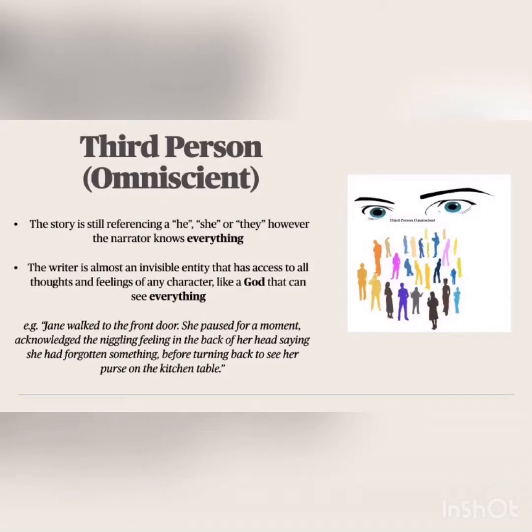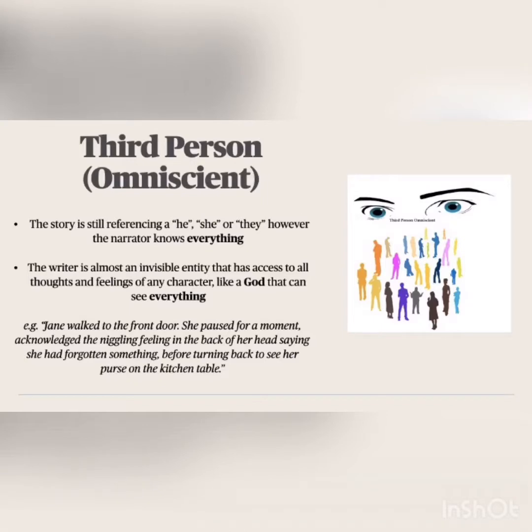Then we have third person omniscient, which will actually tell us why Jane turned around. So like third person limited, the story is still referencing a he, she or they and using third person pronouns. However, the narrator knows everything, and they are almost like an invisible entity that has access to all the thoughts and feelings of a character in a story. So like a god, for example. This narrator is called an omniscient narrator.